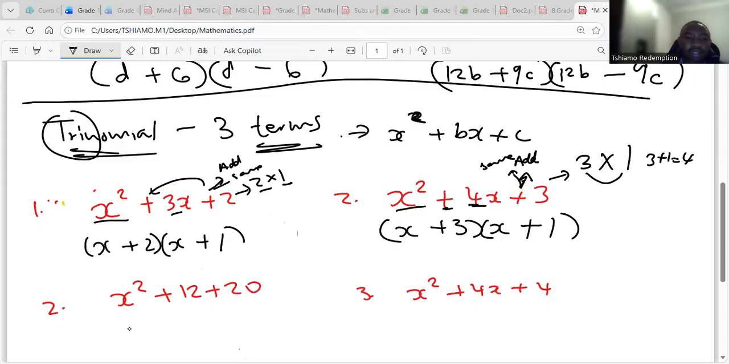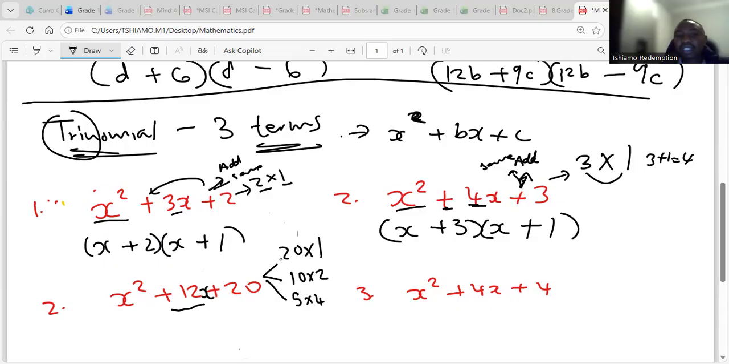Now let's come to this one. This one is quite interesting. 20 has more than 2 factors, so we list all the factors. Now look, 20 times 1 will give me 20. 10 times 2 will give me 20. 5 times 4 will give me 20. But in this case, I need to choose the factors that when I add them together will give me 12.